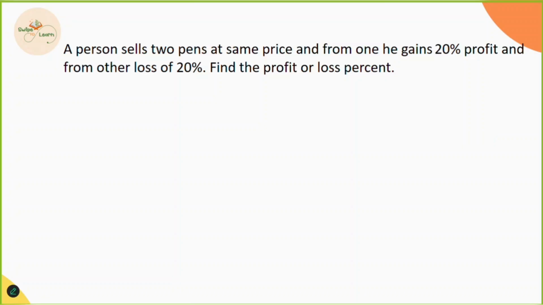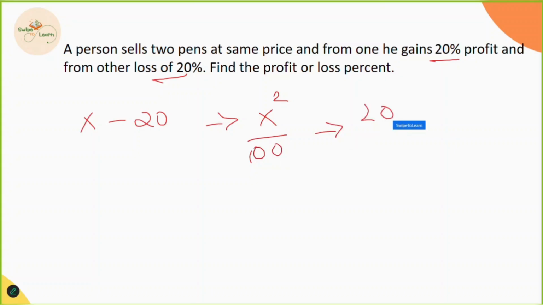Okay, what is the x here? 20% profit and 20% loss. So x is 20. The formula which we use to calculate is x square divided by 100, which means 20 into 20 divided by 100.